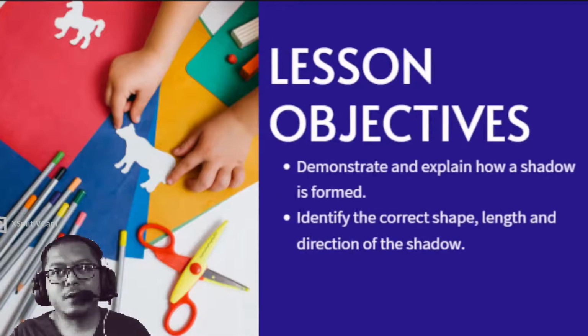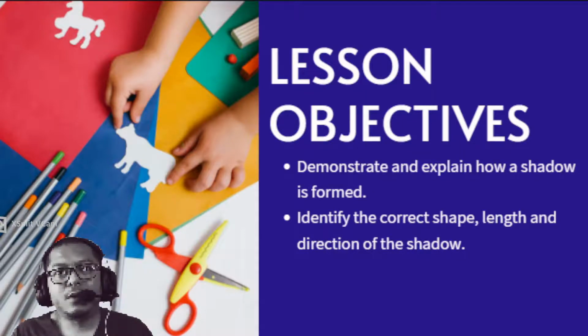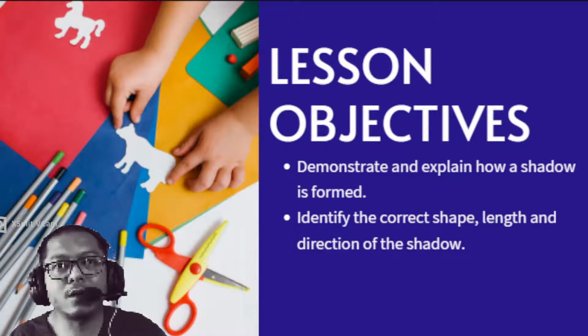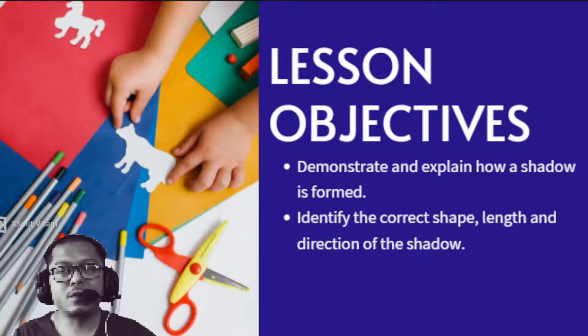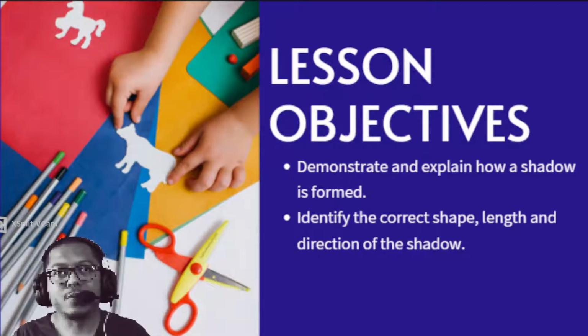Okay, now, our lesson objective for this week is to revise, to recap, demonstrate, and explain how a shadow is formed, and identify the correct shape, length, and direction of the shadow if we have an experiment. But then we are online, so we do not really have an experiment. So we shall continue with the first objective, to demonstrate and explain how a shadow is formed. Now this lesson we have learned before, and this is only a revision.